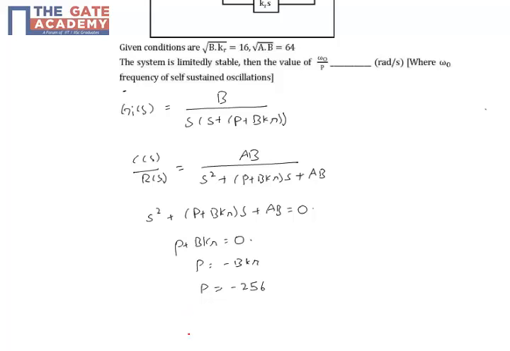Now we go to the next part, that is to determine omega naught. The frequency of sustained oscillation will be calculated from the remaining part of the characteristic equation. Now that we have the characteristic equation as s square plus ab equal to 0, omega naught will be equal to root of ab. In the question, root of ab is given as 64.